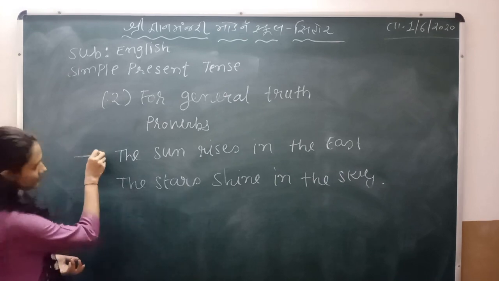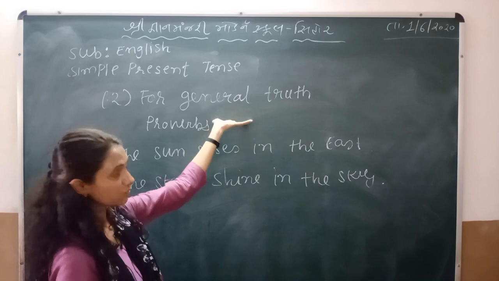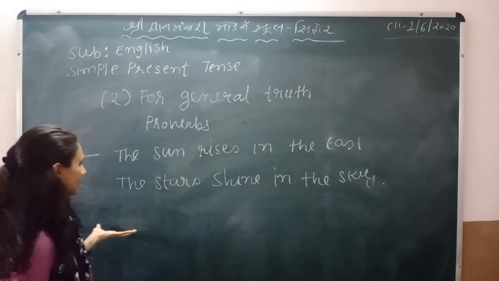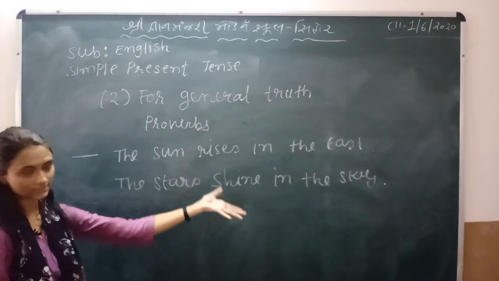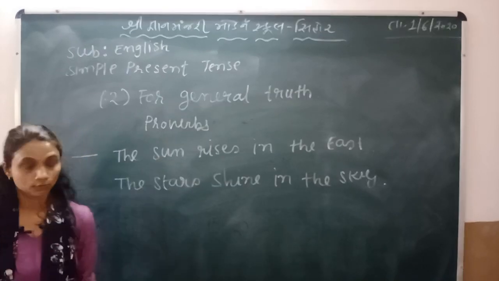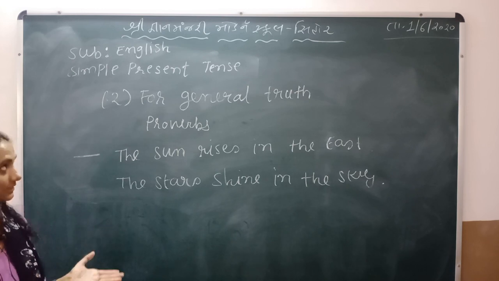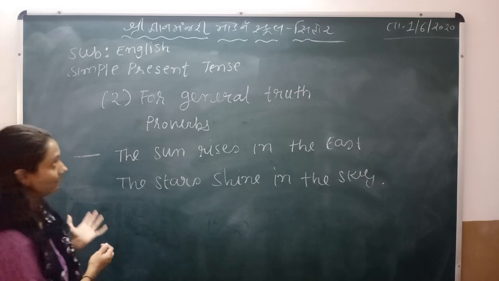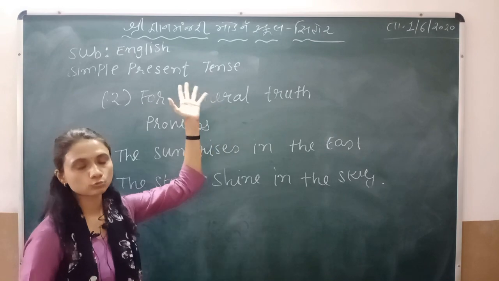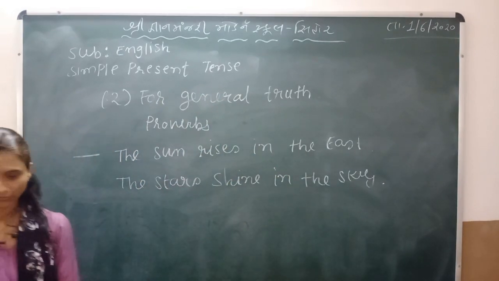Here, the first sentence, the sun rises in the east, suggests general truth or eternal truth. Second, the stars shine in the sky, that also describes general truth. So this way our second use of simple present tense is that it is used to describe general truth.